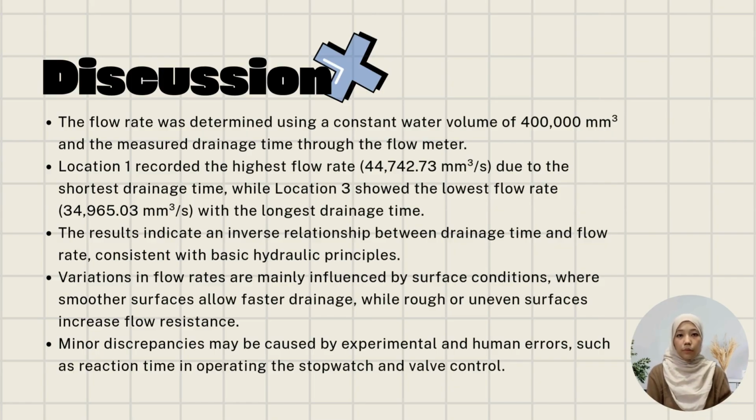Variations in flow rates are mainly influenced by surface conditions, where smoother surfaces allow faster drainage, while rough or uneven surfaces increase flow resistance. Minor discrepancies may be caused by experimental and human errors, such as timing in operating the stopwatch and also the valve control.